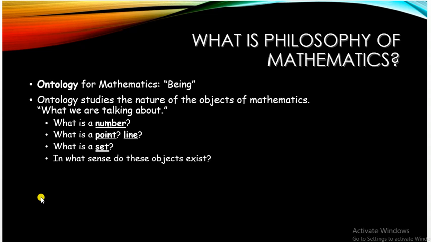Further, ontology for mathematics, इसको आप single word में अगर बयान करना चाहें तो इसे हम being का word देंगे, ठीक है. Ontology studies the nature of the objects of mathematics. नीचे examples दी हुई हैं. What we are talking about, यानी हम कोई भी math का जो topic है उसके बारे में क्या बात कर रहे हैं, इसको हम कहते हैं ontology. For example, what is a number? Number क्या है, उसकी definition क्या है, उसके uses क्या हैं, वो कहाँ कहाँ पर उसकी application है maths के अंदर. तो इस सारी चीज़ को जब हम study करेंगे तो इसको हम ontological approach कहेंगे.